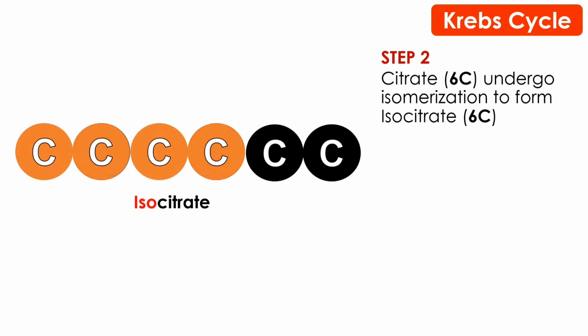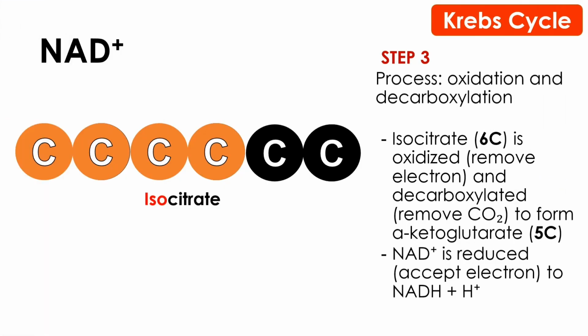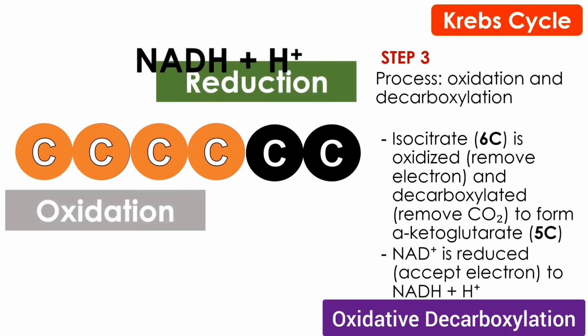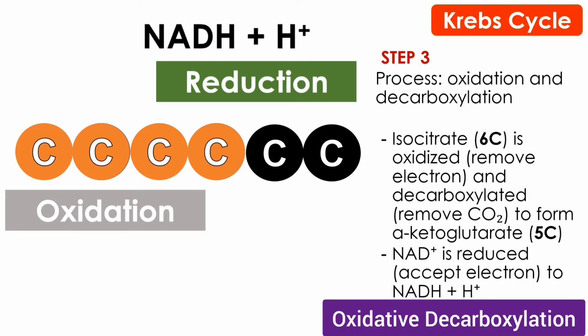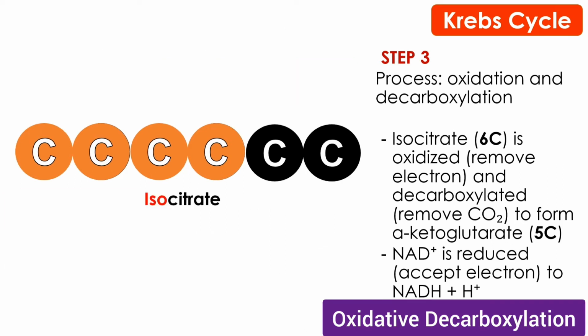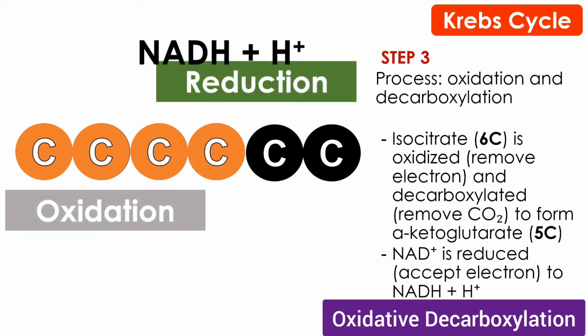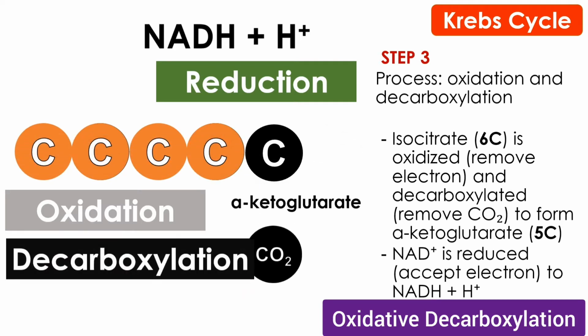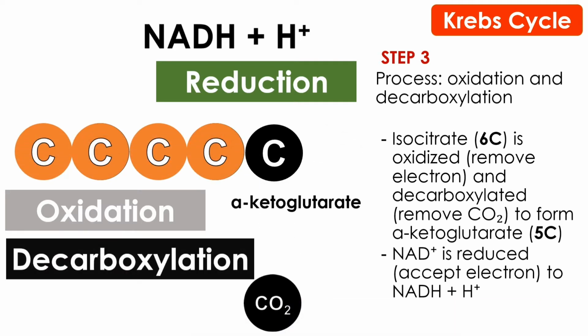Next, citrate will undergo isomerization to form isocitrate. Isocitrate will undergo oxidative decarboxylation to produce alpha-ketoglutarate. Oxidation of isocitrate removes electron, which will be transferred to NAD+, and reduces NAD+ into NADH plus H+. At the same time, decarboxylation will remove carbon in the form of carbon dioxide. This is why alpha-ketoglutarate only have 5 carbon.